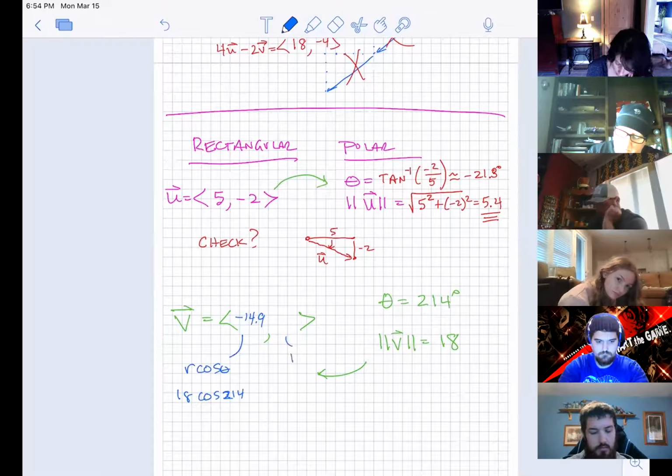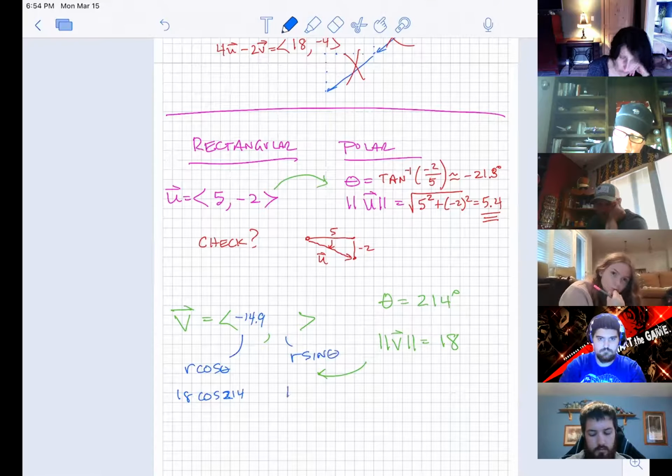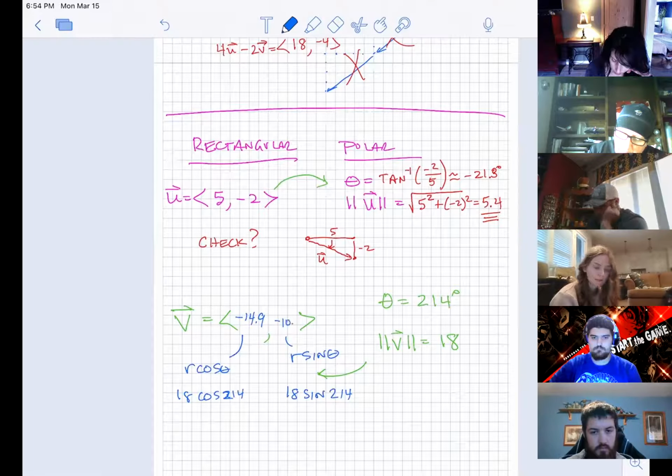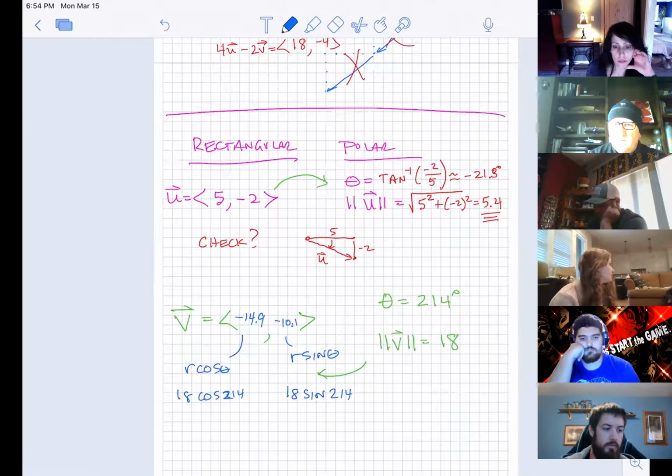And Y is R times the sine of theta, which for us would be 18 times the sine of 214. I got negative 10.1. They're both negative. That's interesting. Notice I never had to take the inverse sine. I took the sine. So I didn't get this wrong. I knew the angle this time. So this is right.